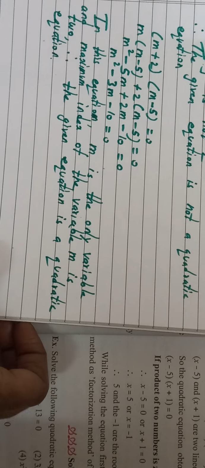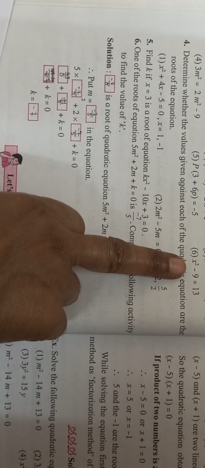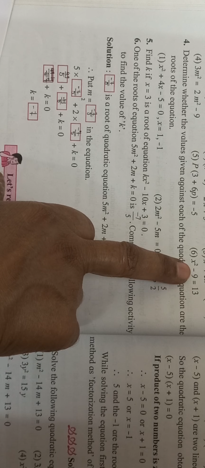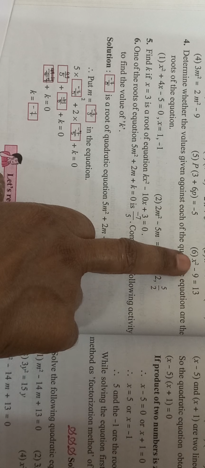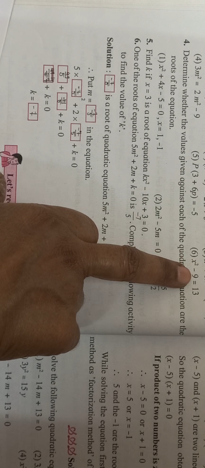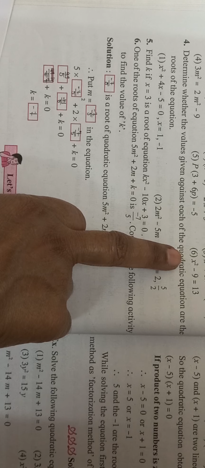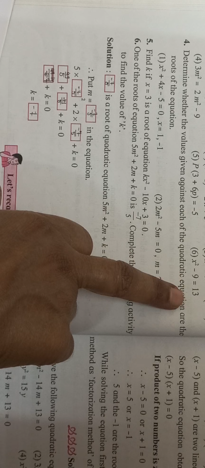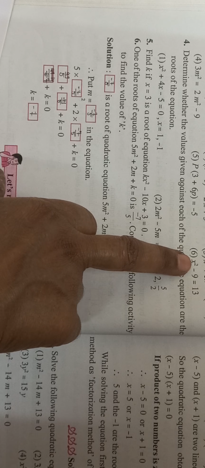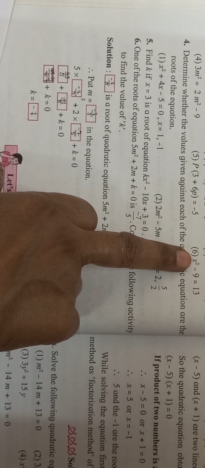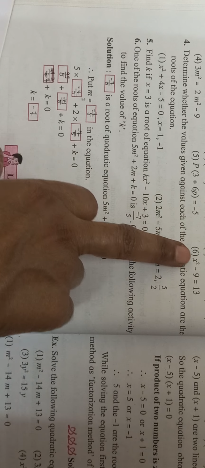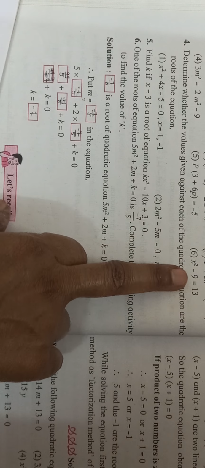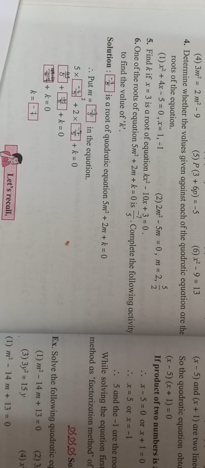Okay, this way you have to do. Now, sixth example, orally you can do. X square minus 9 is equal to 13. 13 you take it to LHS, it will become minus 13. So, x square minus 9 minus 13 is equal to 0. So, x square minus 22 is equal to 0. So, this is also maximum index is 2 and variable is only 1. That variable is x. So, the sixth one is also a quadratic equation. So, this sixth sum also you can do on your own. Very simple it is.